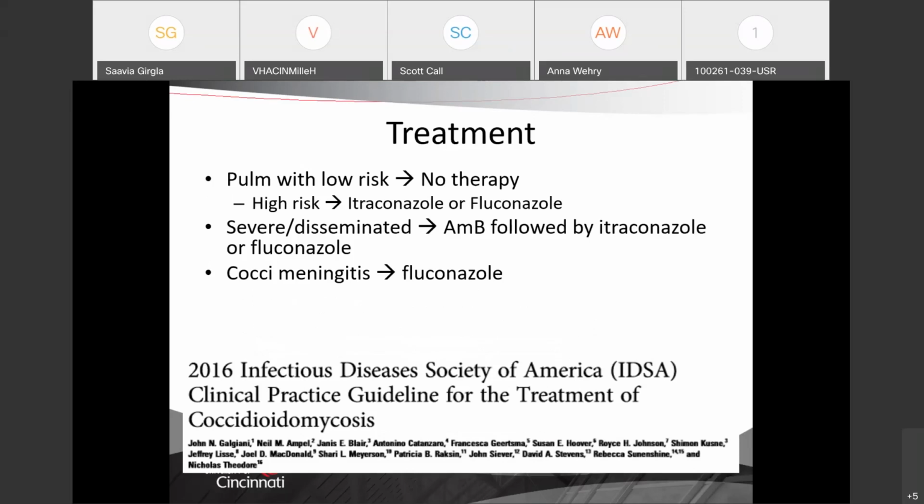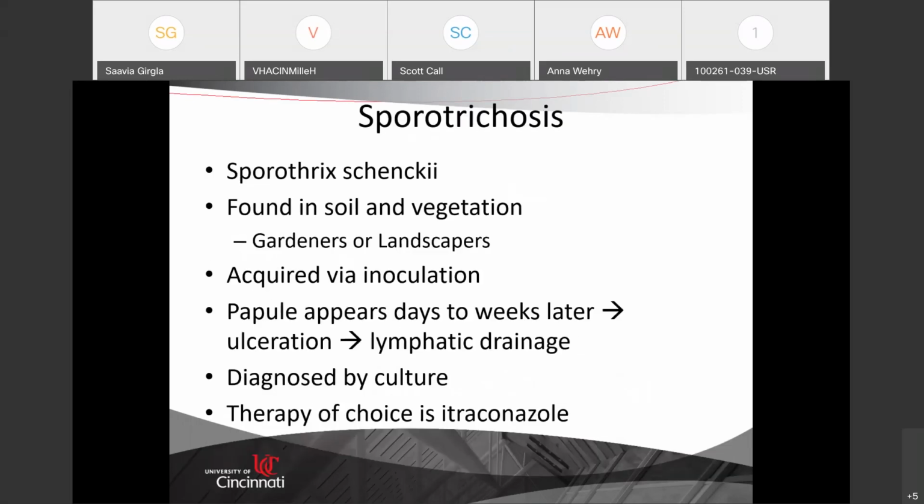Treatment, if it's pulmonary and low risk, no therapy, but if you're high risk, itraconazole or fluconazole. Severe disseminated disease, amphotericin B followed by itraconazole or fluconazole, and actually for cocci meningitis, fluconazole is first line. And then there's another, more recent IDSA guideline for cocci. If anybody would like to read more about cocci, it's actually a pretty nice guideline.